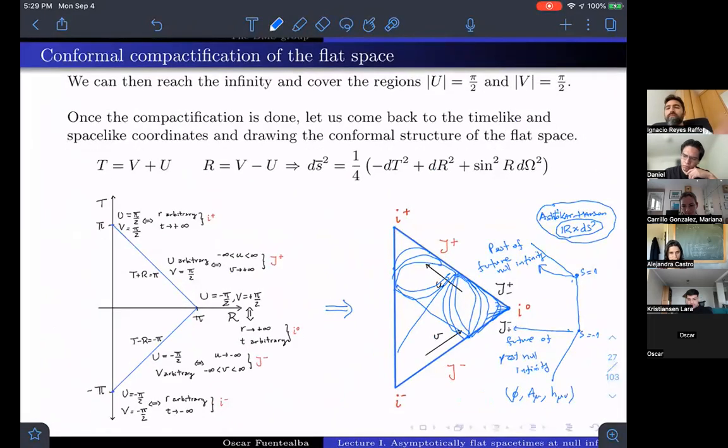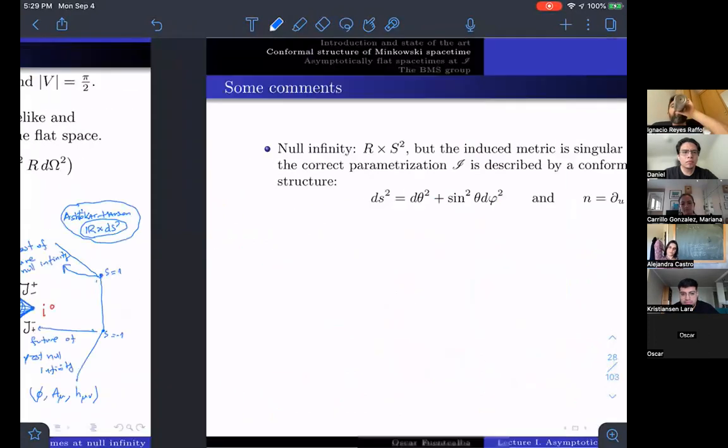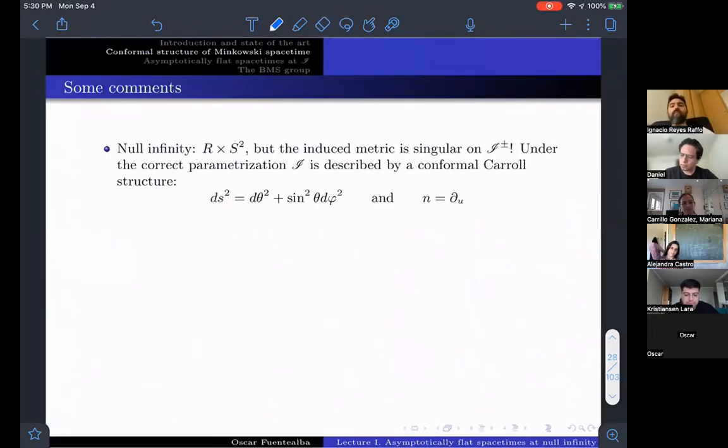Okay, so I hope that I was clear enough, but because of the time we have to follow. So we have now, I think, the Penrose diagram. We know how to construct the Penrose diagram, which is the conformal structure of flat spacetime. And now some comments about this diagram.